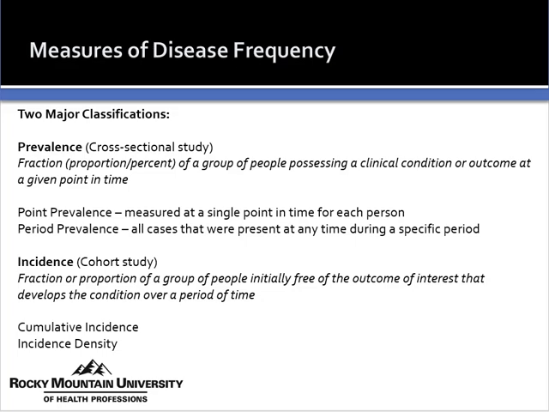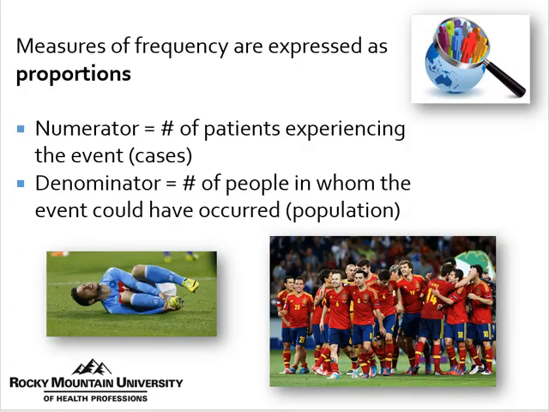Now, an incidence study, also known as a cohort study, is a fraction or proportion of a group of people initially free from the outcome of interest, so initially free from having that disease or injury, that then goes on to develop the condition over a period of time. And there's a couple that we'll look at: the cumulative incidence and the incidence density. Again, these are measures of frequency. They are expressed as proportions. So the number of events or cases divided by the population.